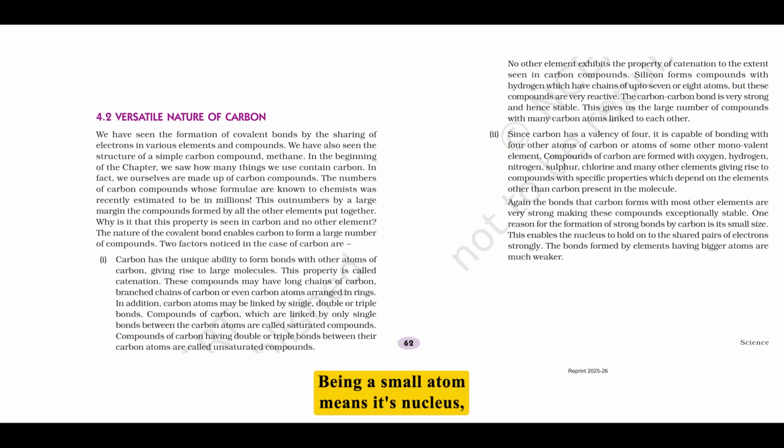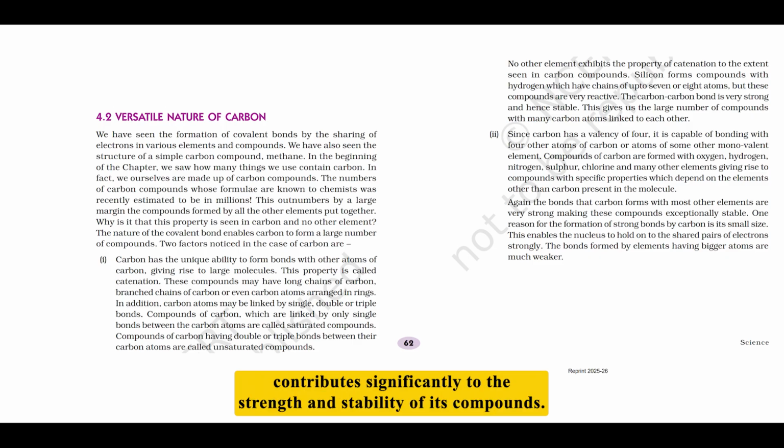Being a small atom means its nucleus, which holds the positive charge, is relatively close to the shared electron pairs in the covalent bonds. This allows the nucleus to exert a strong pull, holding onto those shared electrons very tightly. Like a strong grip. Exactly. Bonds formed by larger atoms, where the nucleus is further away and shielded by more inner electrons, tend to be weaker. So carbon's small size contributes significantly to the strength and stability of its compounds.